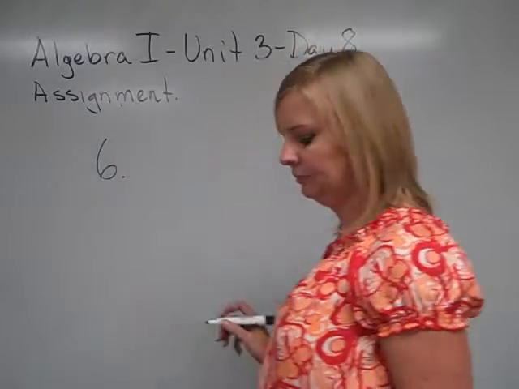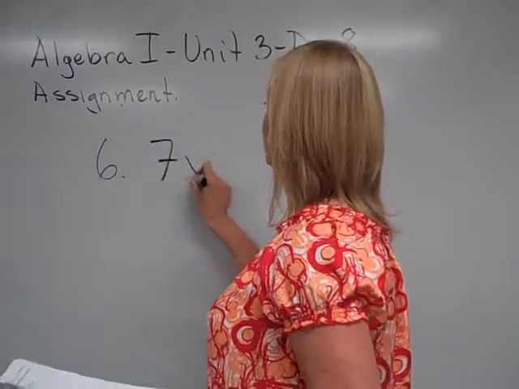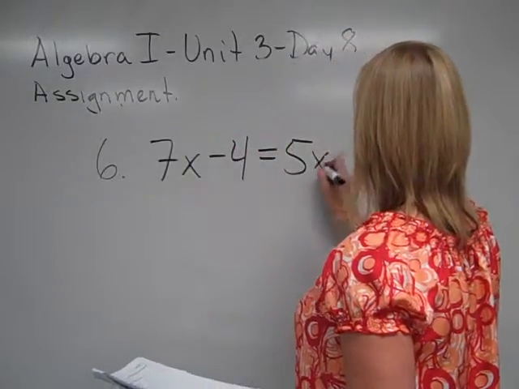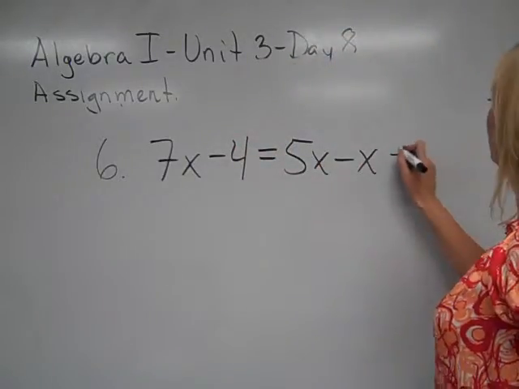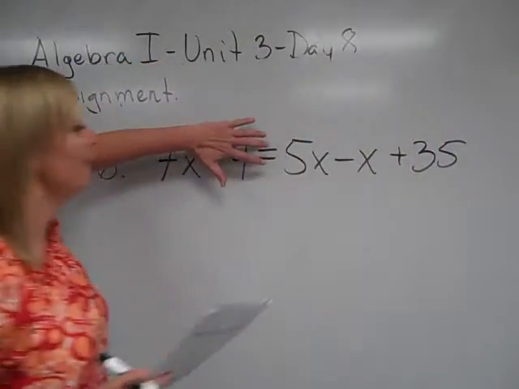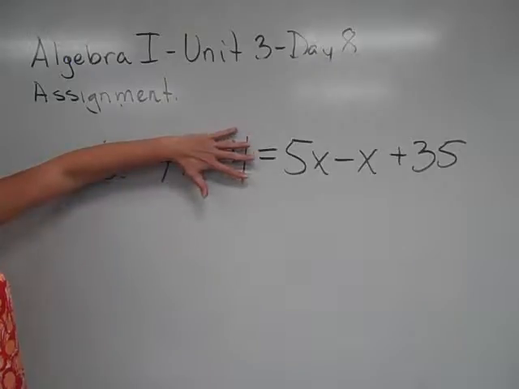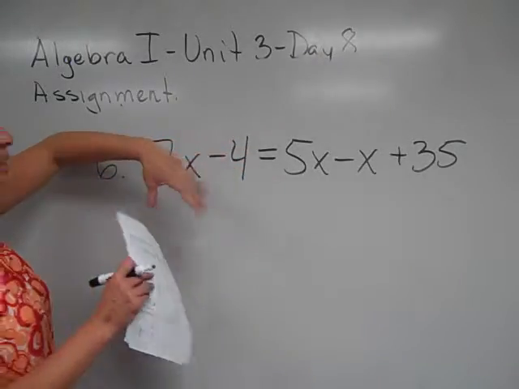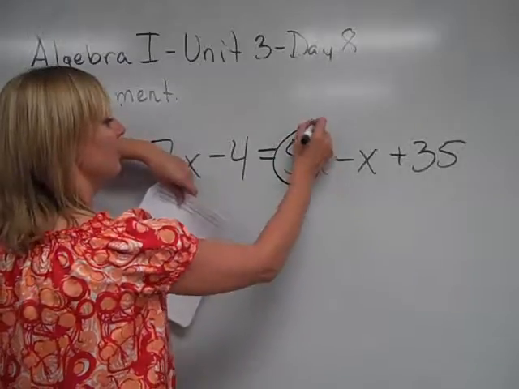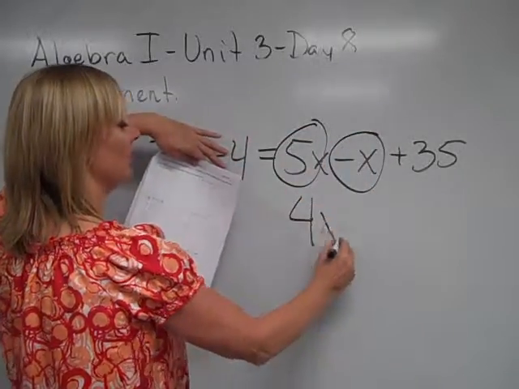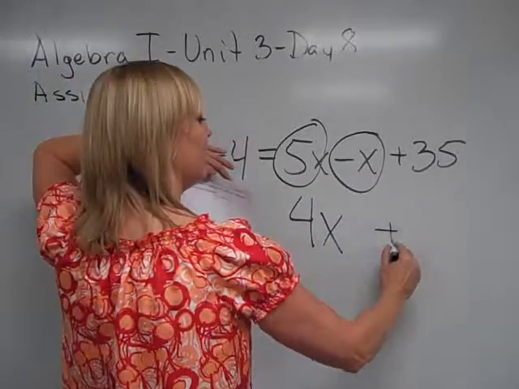Number 6. 7x minus 4 equals 5x minus x plus 35. This is the first problem where we have to combine like terms. Remember that combining like terms only happens on one side of the equal sign. So here we have 5x's, and here we lost an x. So we have a total of 4 x's and 35.